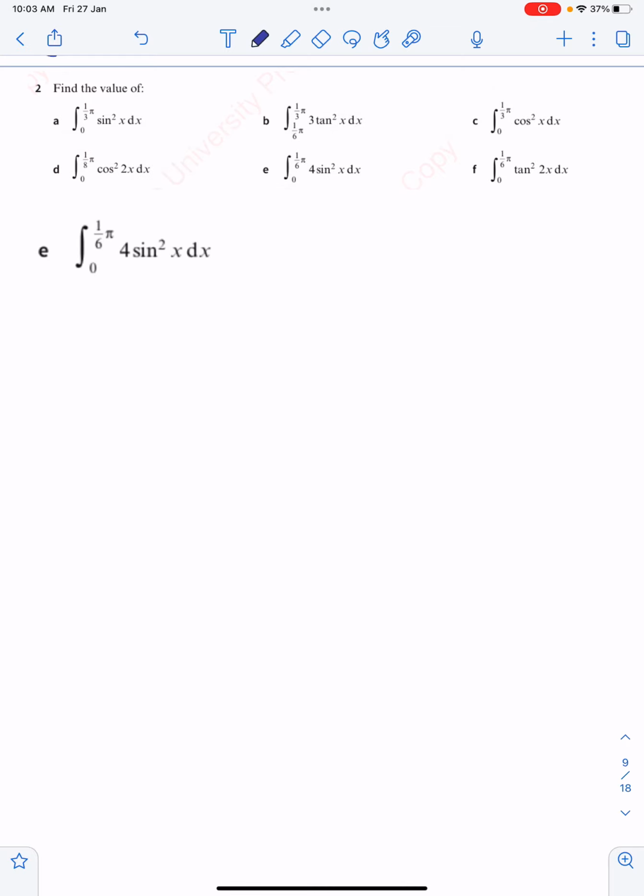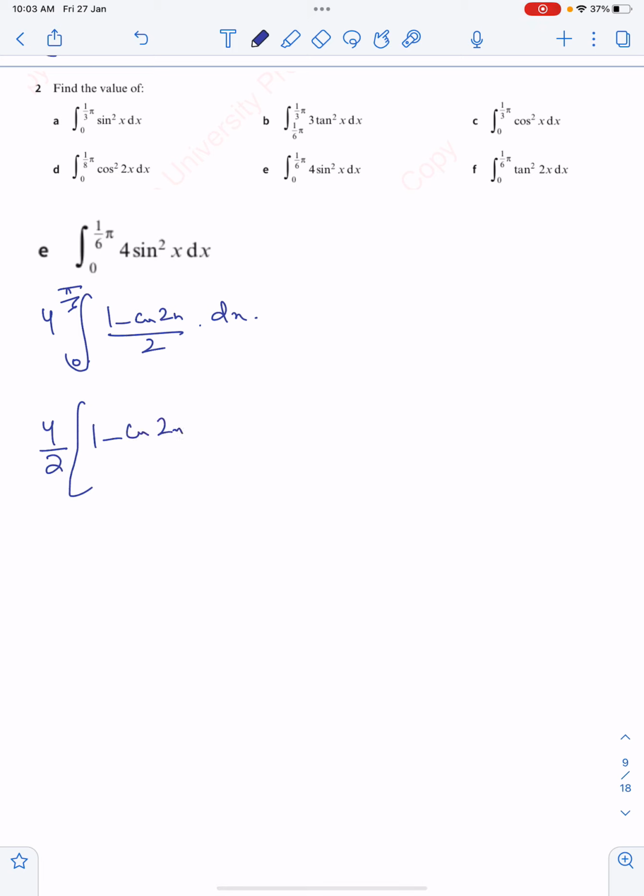If 4 sine square x, 4 I can take out outside, and in place of sine square x I can write 1 minus cos of 2x divided by 2 dx. Okay, the boundaries are pi by 6 and 0. I'm writing it here. I'm going to integrate this. This 2 also I'm putting it out, so it's 1 minus cos of 2x, the integration dx, with pi by 6 and 0 here.